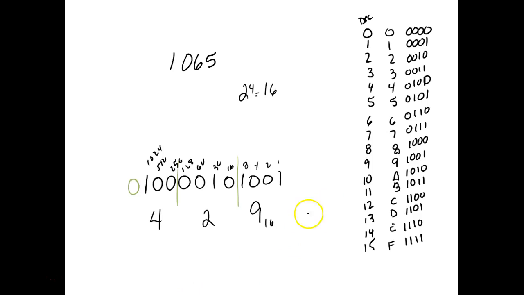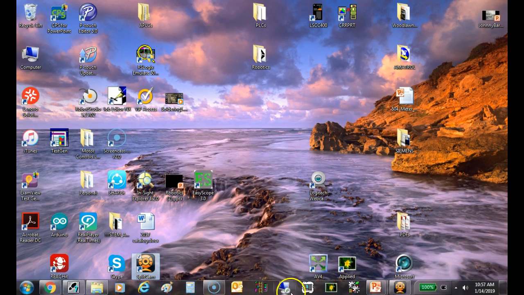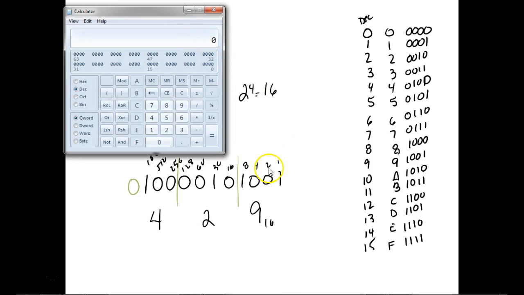So let's check that out and see if it works. I don't know why I keep closing out my calculator. So I'm going to put my number in hex. I'm going to go 4, 2, 9. Then I'm going to convert that over to binary. Is that the same?